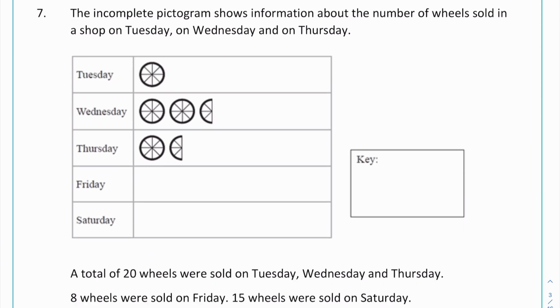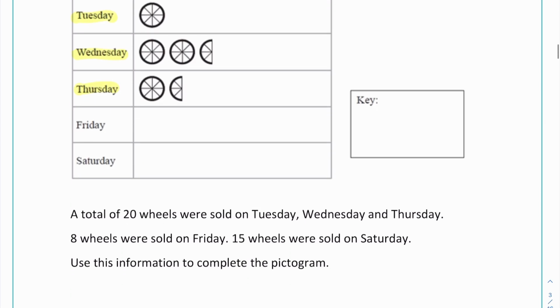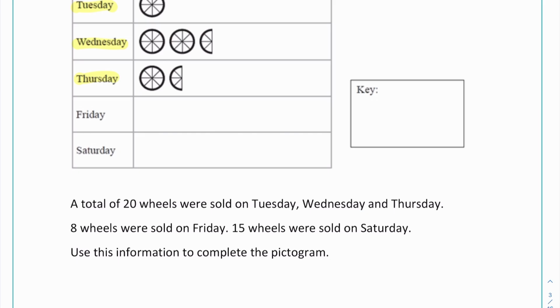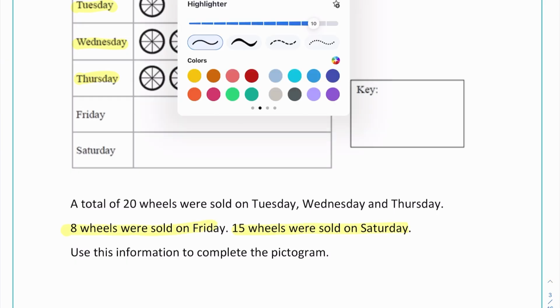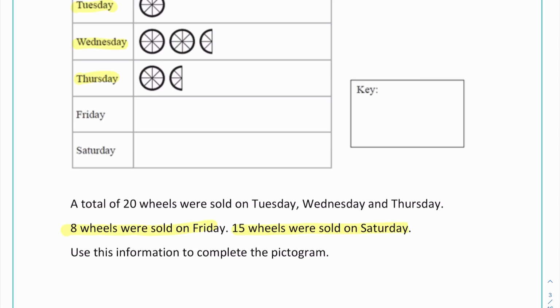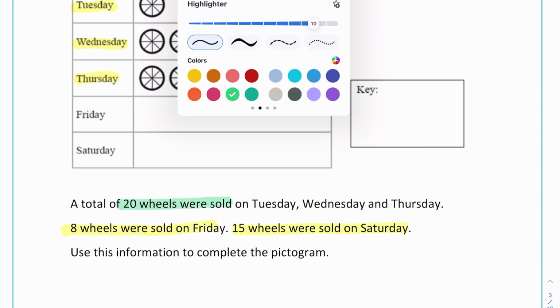Right, so the incomplete pictogram shows information about the number of wheels sold in a shop on Tuesday, Wednesday, and Thursday. And we can see that just here. A total of 20 wheels were sold on those 3 days, 8 wheels were sold on Friday, and 15 wheels were sold on Saturday. Use this information to complete the pictogram. Well, the key bit of information we have here is that 20 wheels were sold on those 3 days.